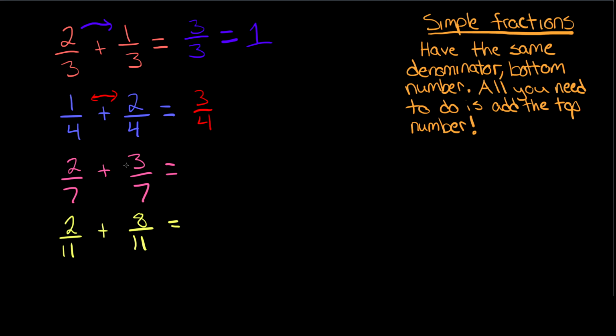Moving on to our next example of 2 over 7 plus 3 over 7, we get 5 over 7. And now our last fractions for this section of the video, we have 2 over 11 plus 8 over 11, also known as 10 over 11. And that concludes our first section of simple fractions.